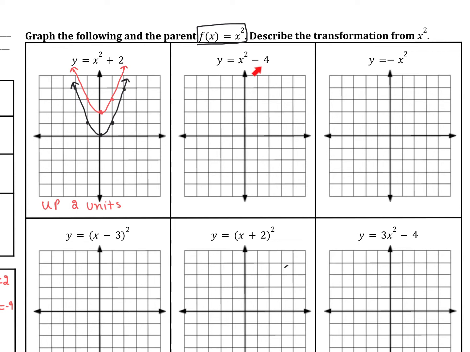For this function, negative 4 means go down 4. A negative in the front is the reflection of the graph. The number inside, next to the x, means it's going to move left or right. If it is negative, move to the right. If it is positive, move to the left.